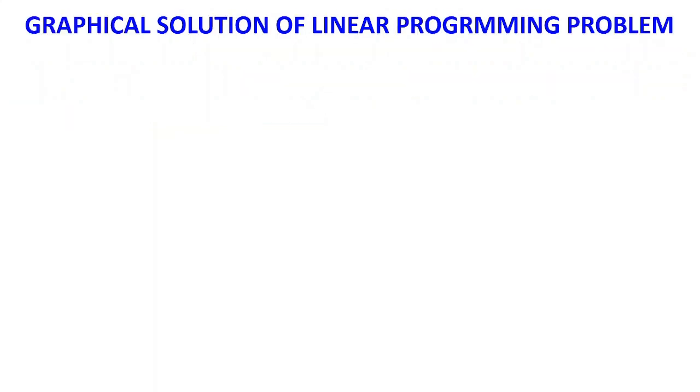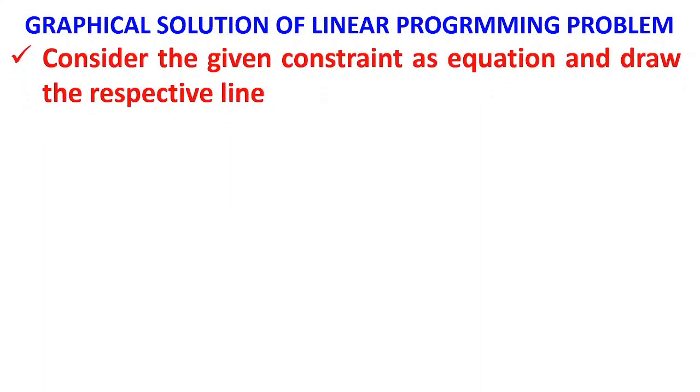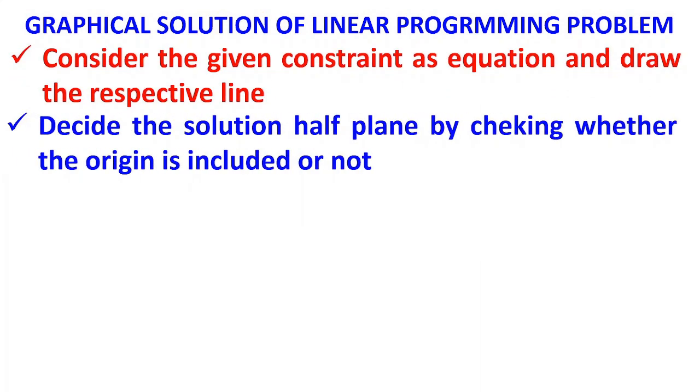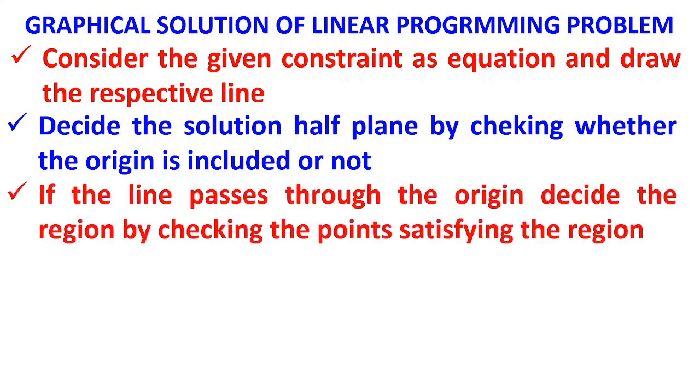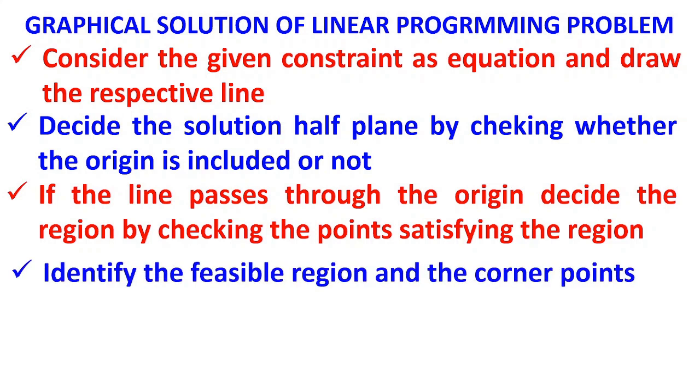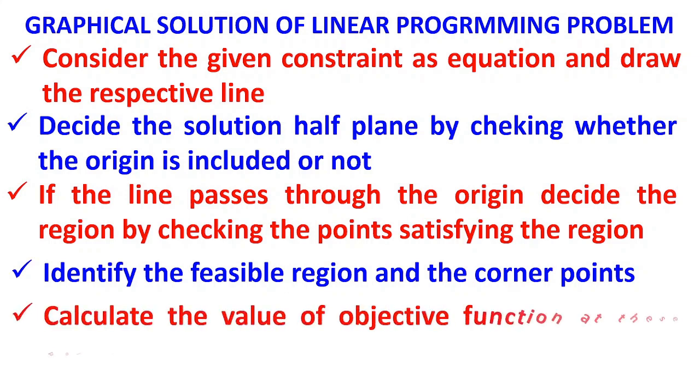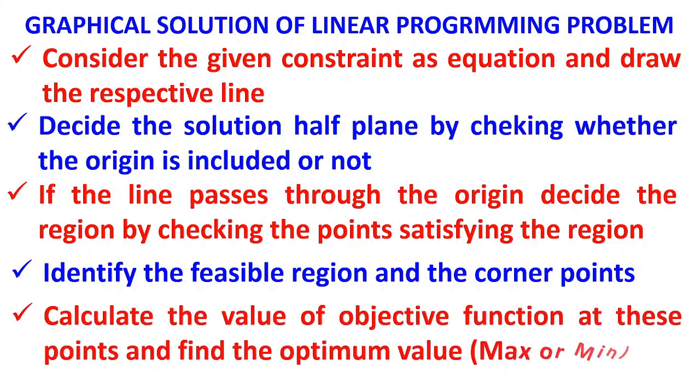Well, for the graphical solution, what do you have to do? Consider the given constraints as equations and draw the respective lines. Decide the solution half plane by checking whether the origin is included or not. If the line passes through the origin, decide the region by checking the points satisfying the inequality. Identify the feasible region and the corner points. It may be bounded or unbounded. Calculate the value of the objective function at these points and find the optimal value. If they ask for the maximum, take the maximum; if they ask for the minimum, take the minimum. Sometimes, remember, the optimal value may occur at more than one point.